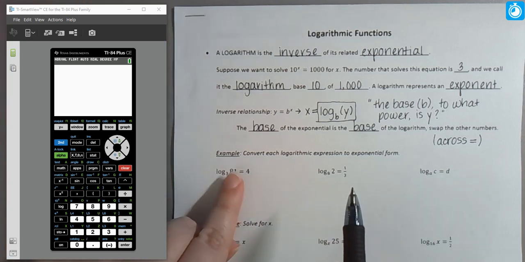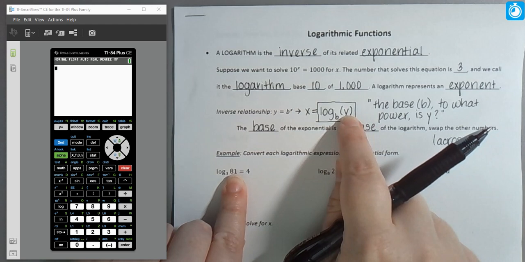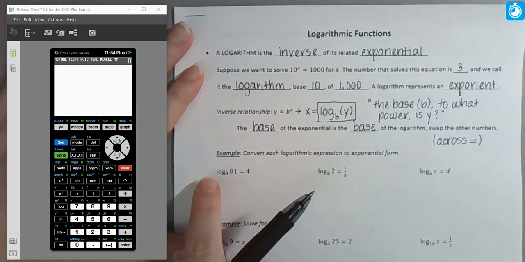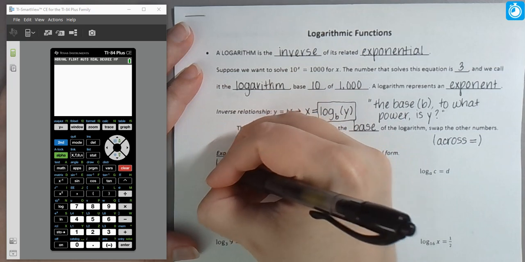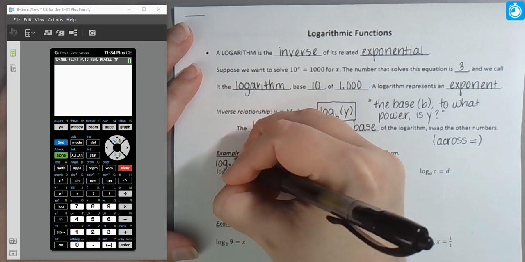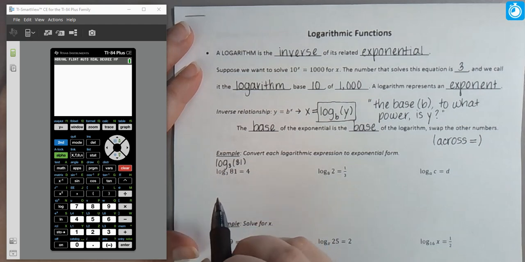Now it's worth mentioning, notice I don't have parentheses here and yet I put parentheses here. It's considered acceptable with a logarithm, if you're only taking the logarithm of one value, to leave off the parentheses. So this is equivalent to log base 3 of 81 in parentheses. These two statements are equivalent to one another.